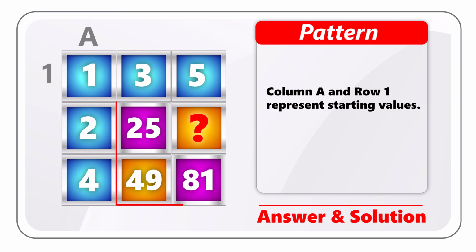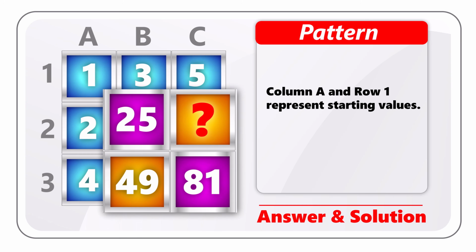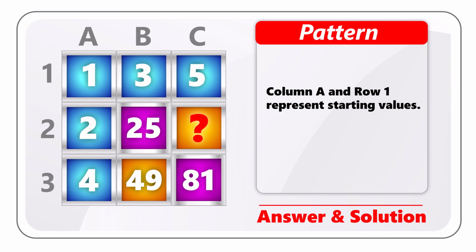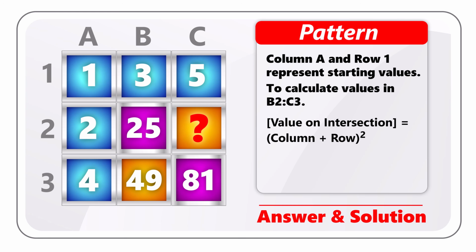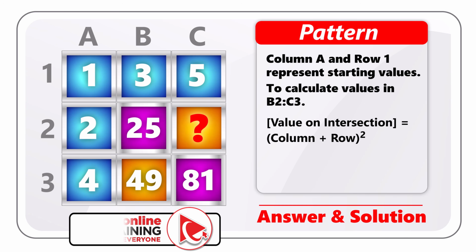The values in the range of B2 through C3 are calculated values, and the value at the intersection of the column and the row is calculated as the sum of the column and row starting values, squared. Let's look at the examples.